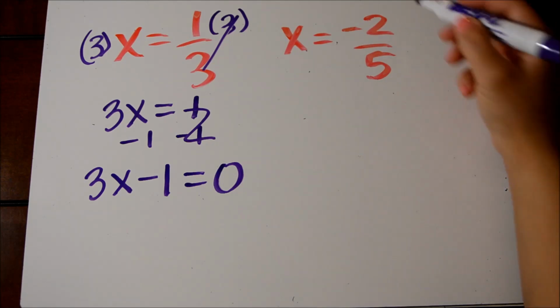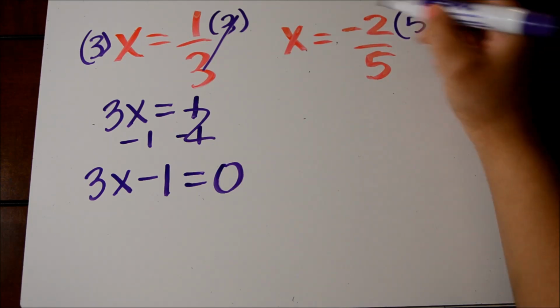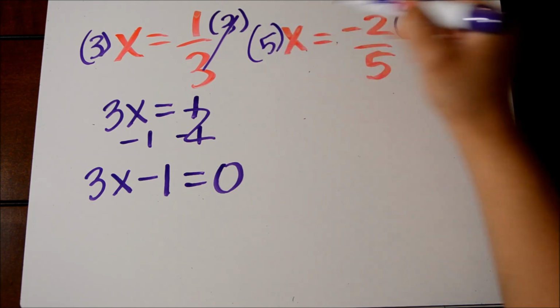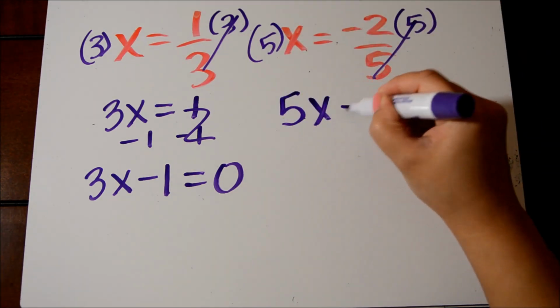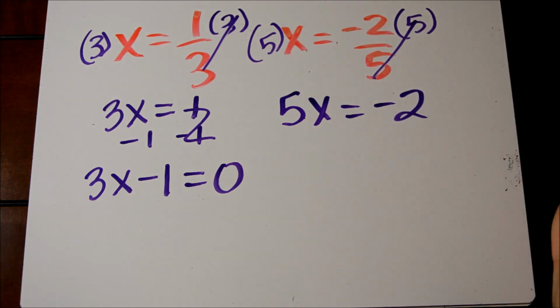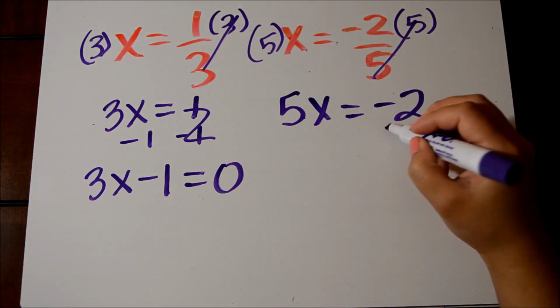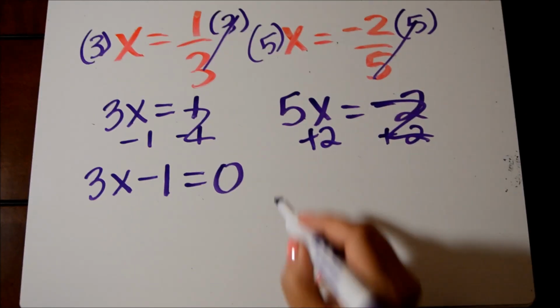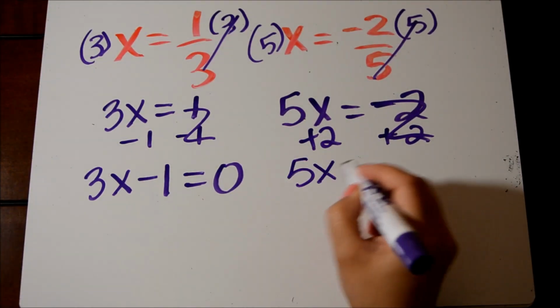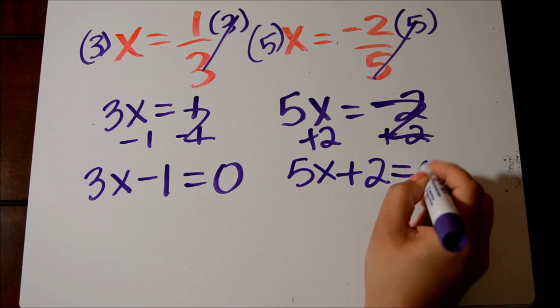On the other solution, we're going to undo the division by multiplying by 5, and that gives us 5x equals -2, and to get rid of that -2 and to zero it out, we're going to add 2 to both sides. So that gives us 5x plus 2 equals 0.